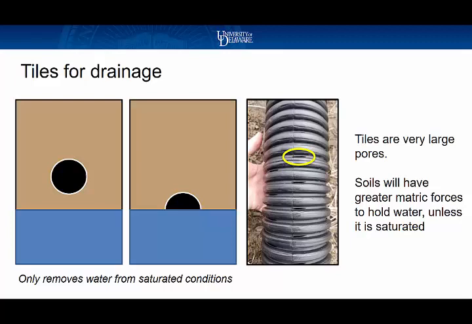You don't put your tile above where the water table's at. It's not going to help you. It doesn't matter if your soil is at field capacity and it's very wet. It can't get into the tile because the tile is a large pore. And that smaller pore is going to hold on to water more tightly. So you actually end up with water staying in the soil instead of going in the tile. It's only going to drain out.